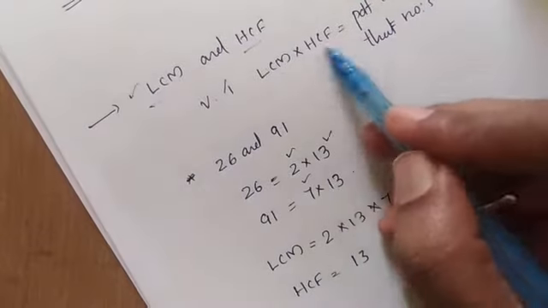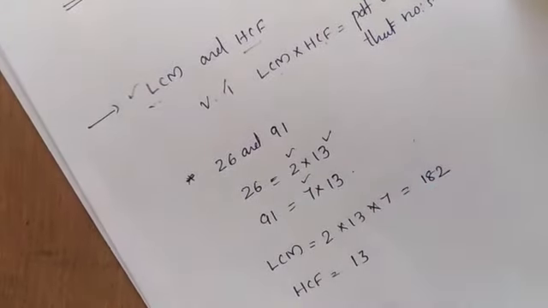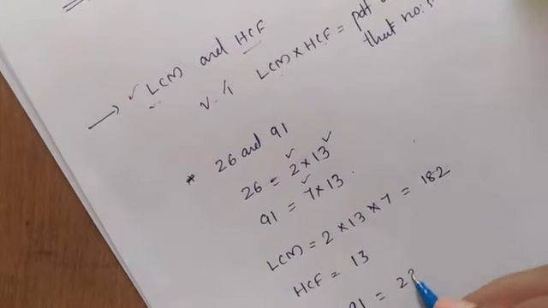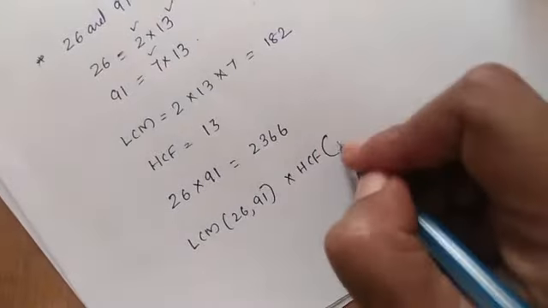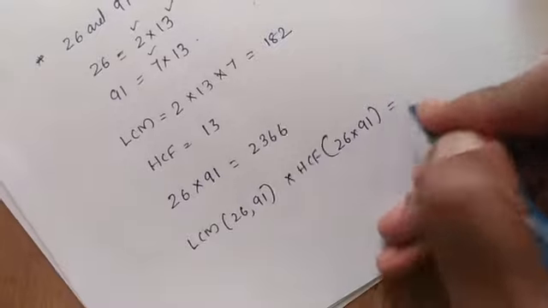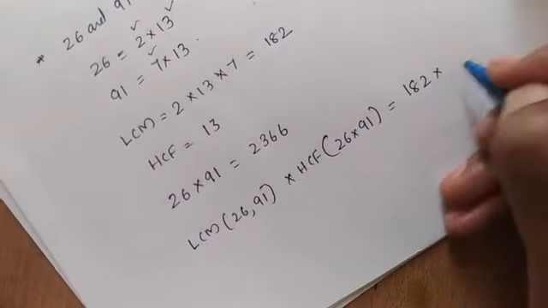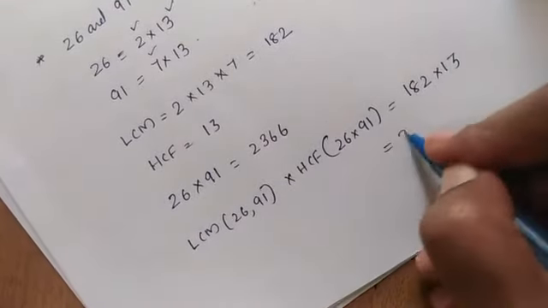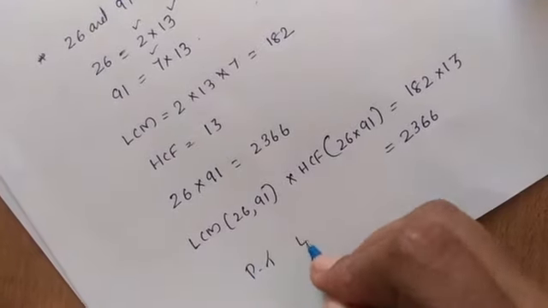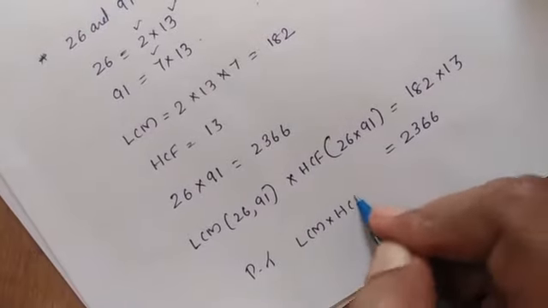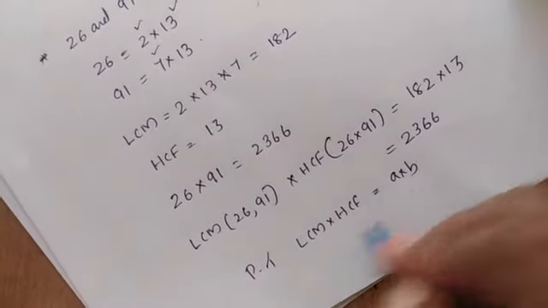Then to verify that LCM into HCF is equal to the product, take the numbers: 26 into 91, which is equal to 2366. LCM of 26 and 91 into HCF of 26 and 91 is equal to 182 into 13, which is equal to 2366. Hence, proved that LCM into HCF is equal to A into B.